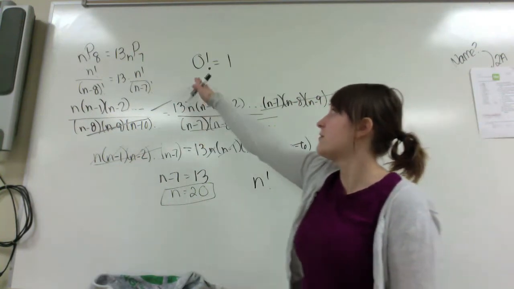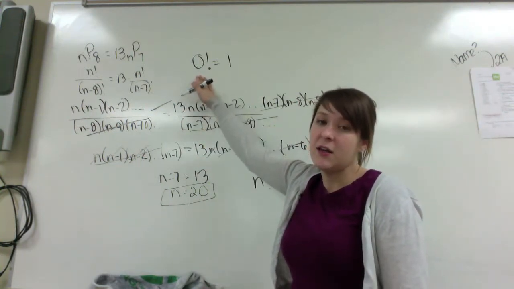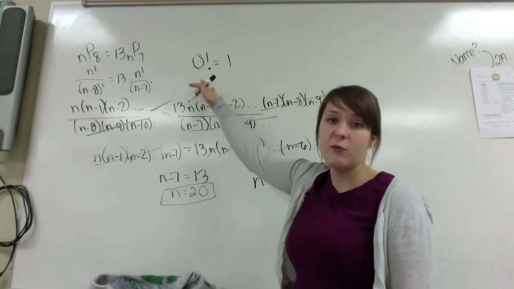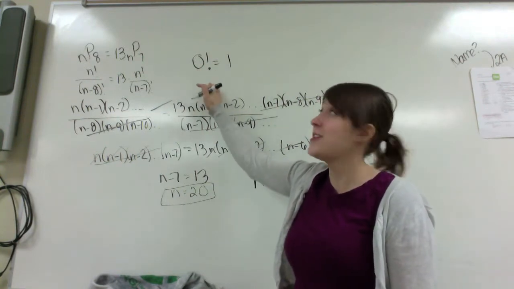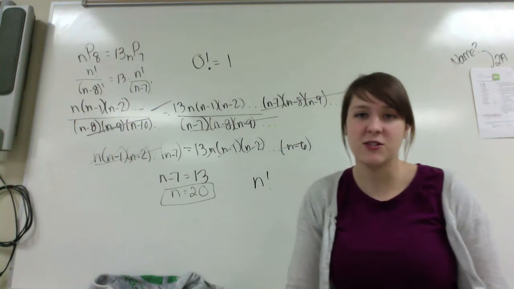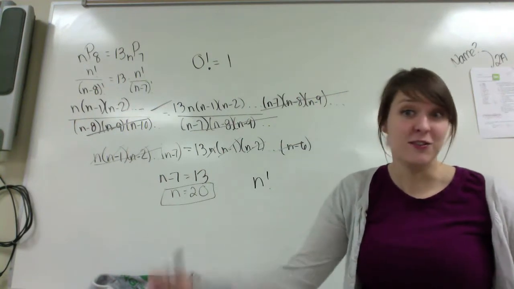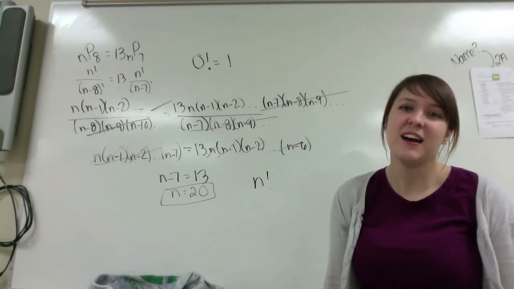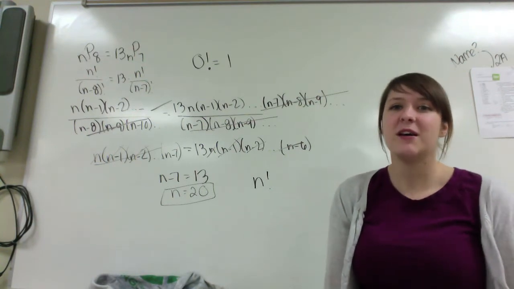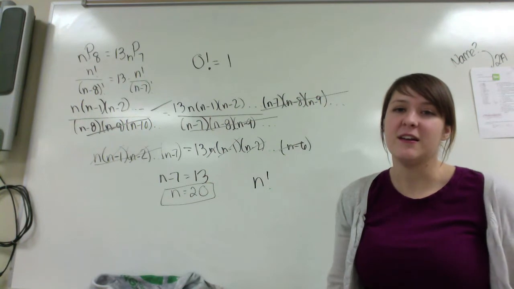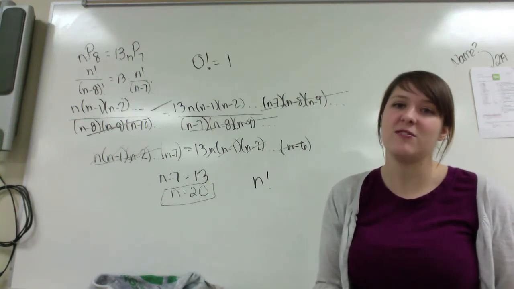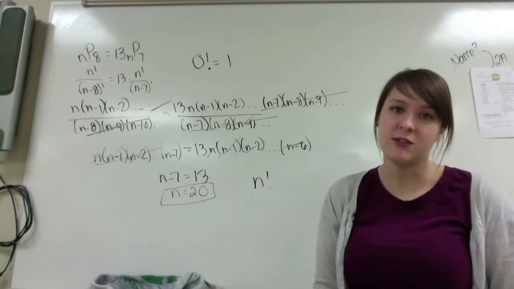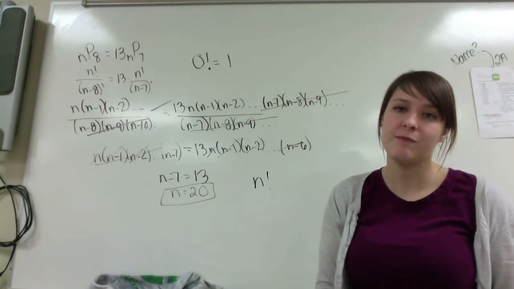Well, if I have 0 objects, I don't necessarily have 0 ways to arrange those objects. I actually have one way that I can arrange those objects, and that is that I don't arrange them at all. I just don't have them. I know that doesn't really make sense, but we just need to think about that in the actual context rather than mathematically. So 0 factorial is 1 always.